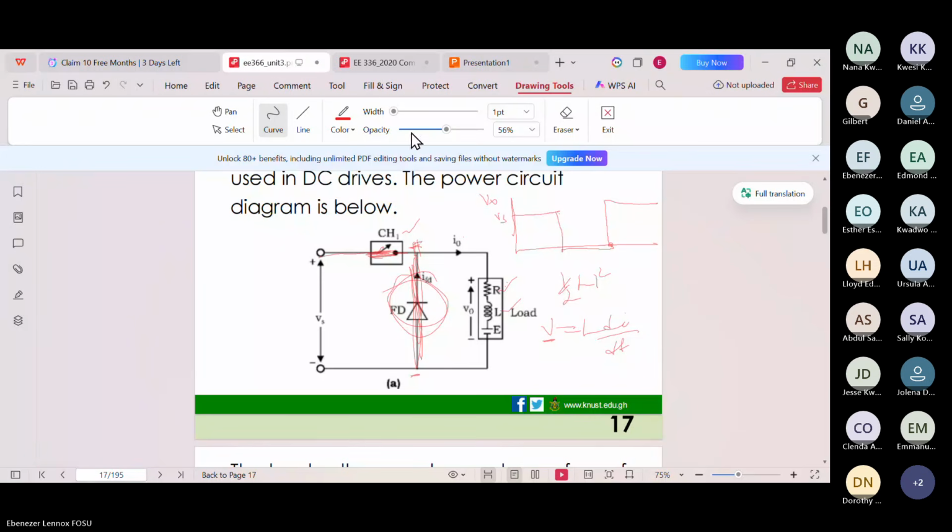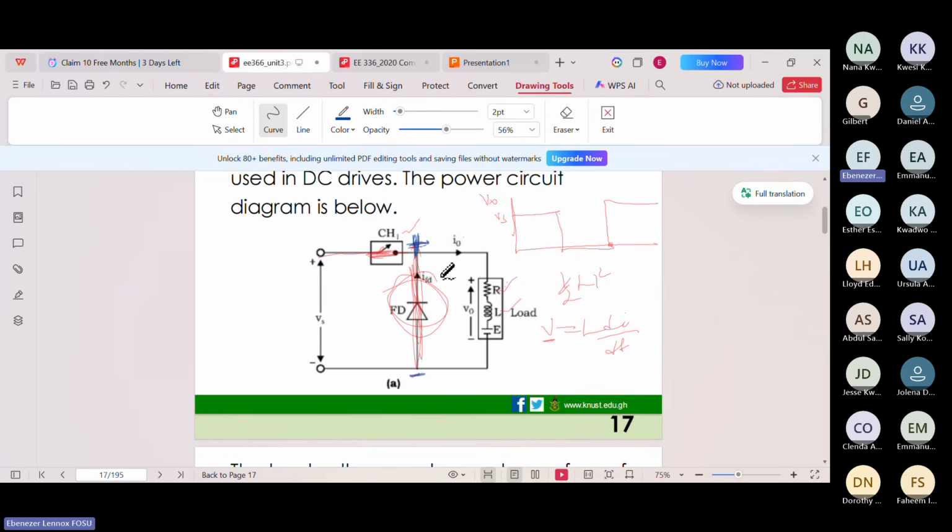Okay, so first of all, we look at the time that the CH1 is on. So I explained that when it's on, we have positive at this side, and then this is negative, right? So the diode in this form, the diode is what? Reverse bias, because negative voltage is connected to the anode and positive voltage is connected to the cathode. So it is reverse bias. So it's going to act as an open circuit, right?